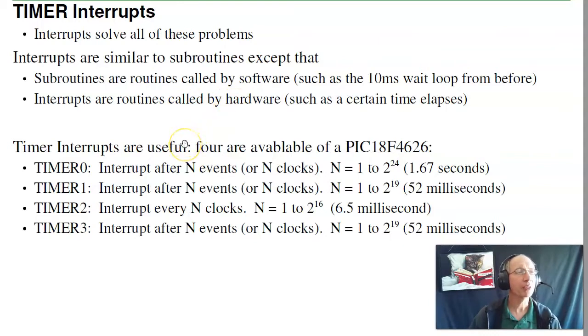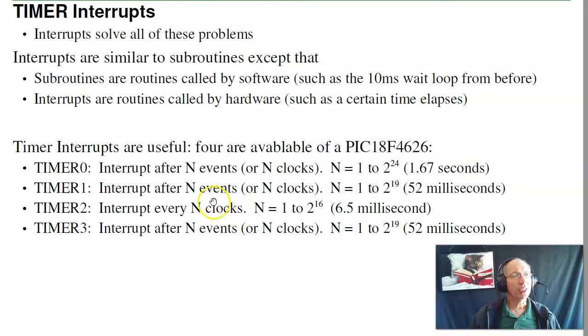Now timers are extremely useful. There are 4 available on the PIC processor. Each one's slightly different because as soon as they had one interrupt, people said, hey, this is useful, can I have 2? So they added another one. Then people asked, hey, 2's not enough, can I have more? So each one is slightly different. We're going to start with timer 2.